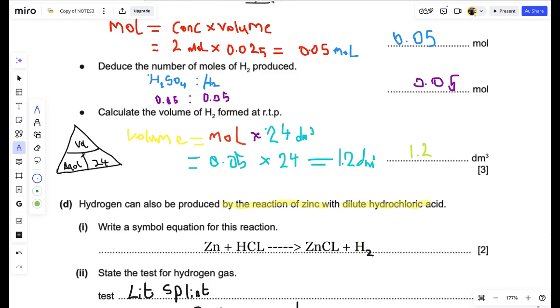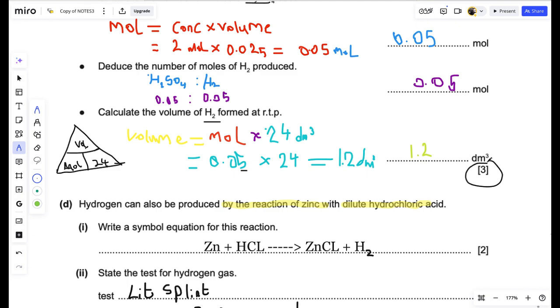Why are we going to use this one? Why are we not using the first one? Because for hydrogen, we don't know the concentration, but we know the mole. We just calculated the mole of hydrogen just now. So just multiply the mole of hydrogen by 24 decimeter cube, and you get the volume. So 0.05 times 24, you get 1.2 decimeter cube. So we get this answer.